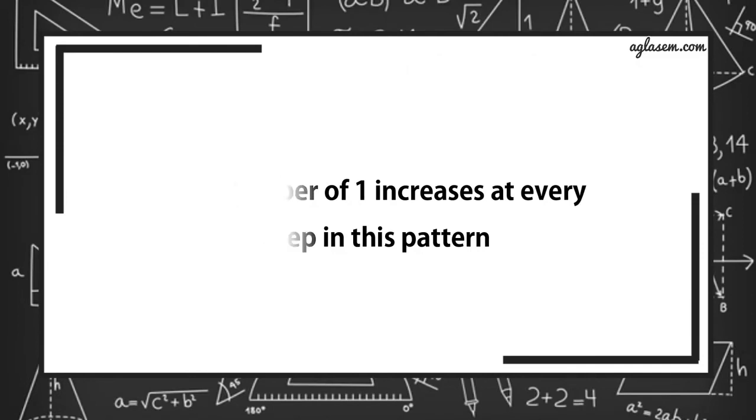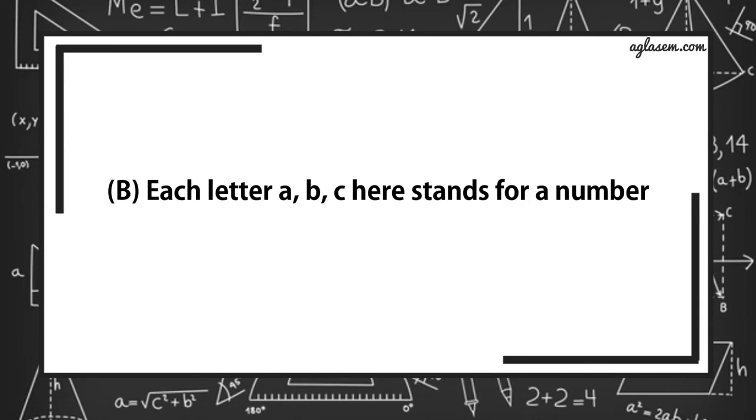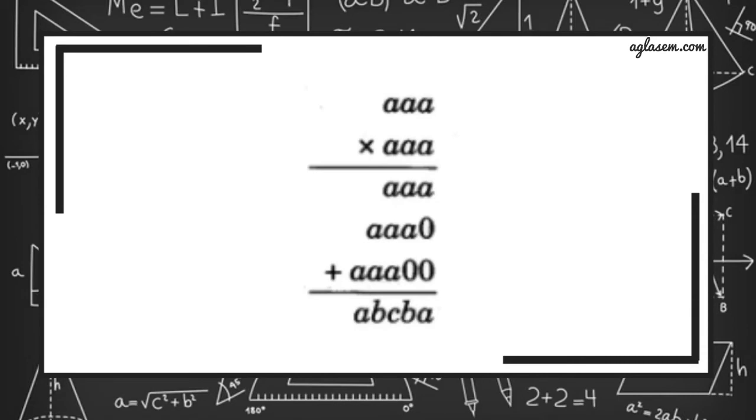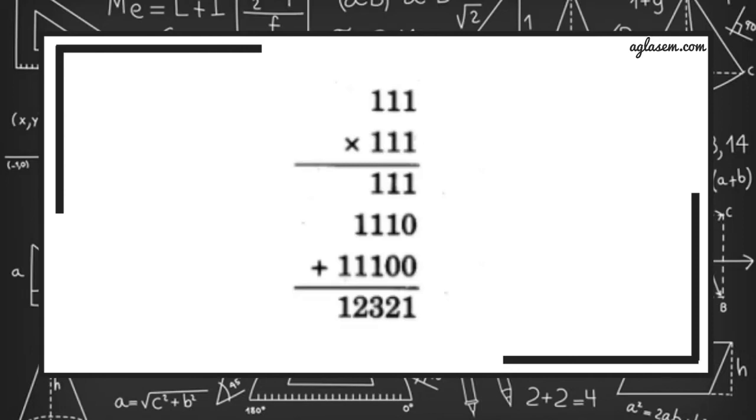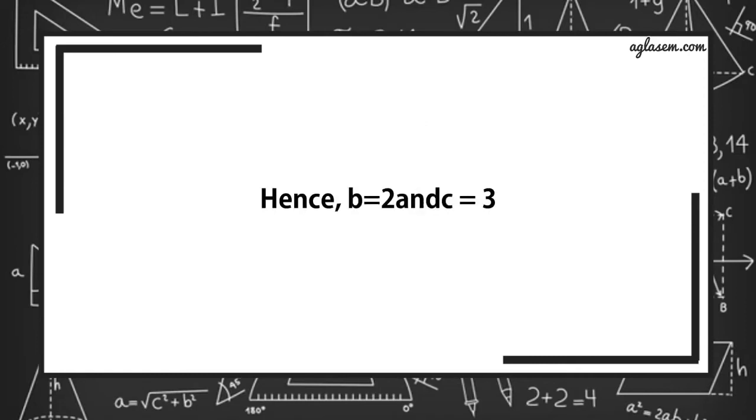Further, B part says, each letter A, B and C here stands for a number. So A A multiplied by A A, that will give you ABCBA. Here take A is equal to 1, then find what the numbers B and C will be. Answer is, if A is equal to 1, then we have 111 multiplied by 111, that will give you 12,321. Hence, B is equal to 2 and C is equal to 3.